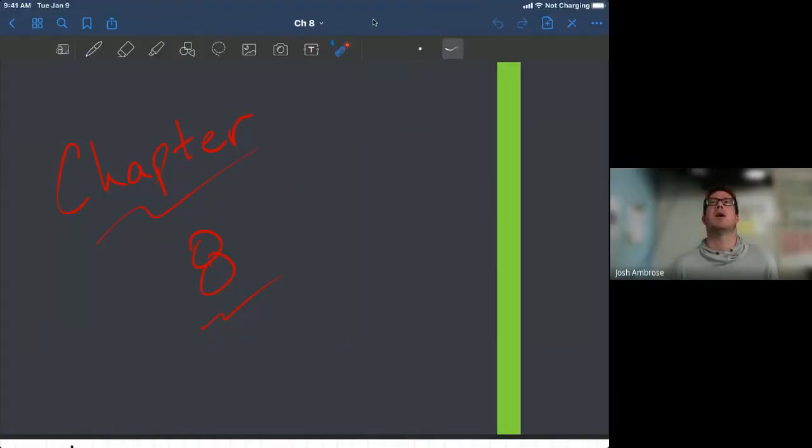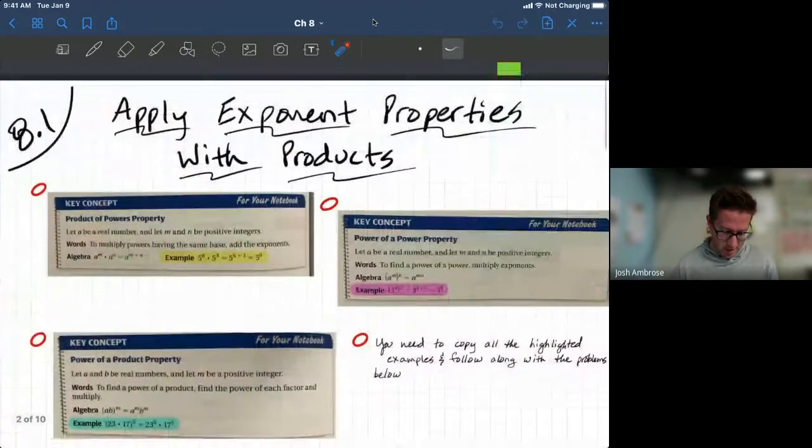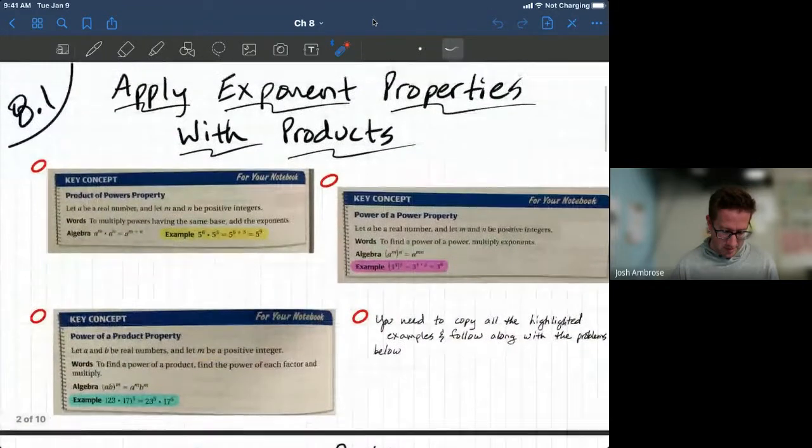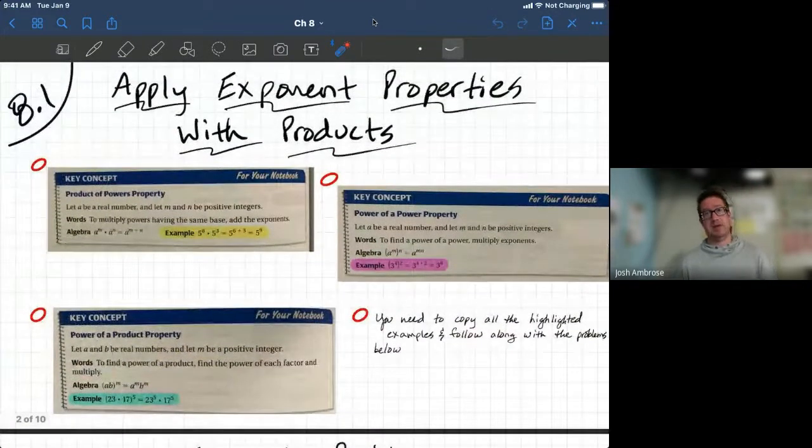Algebra 1. Here we go again, guys. We're in chapter 8 now, all right? We are officially in chapter 8. So here we go. Let's jump into section 1. We are talking all about exponents, all right? There's a lot of exponents in this chapter.